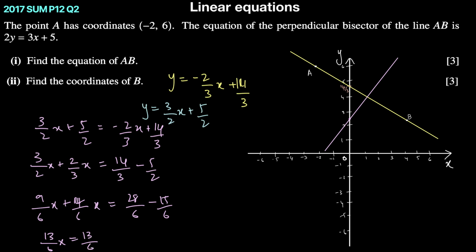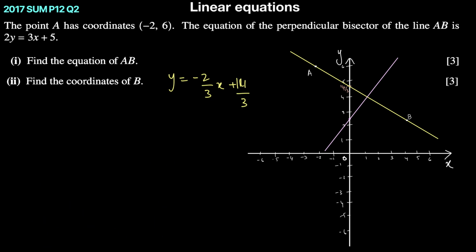And therefore the x coordinate of the midpoint is equal to 1. So now we have the x coordinate of this midpoint. That means that when x is equal to 1, what's the value of y?